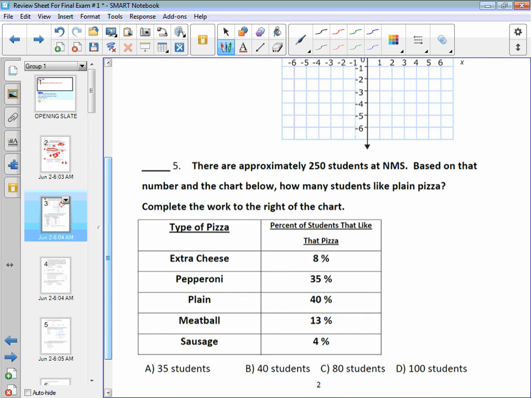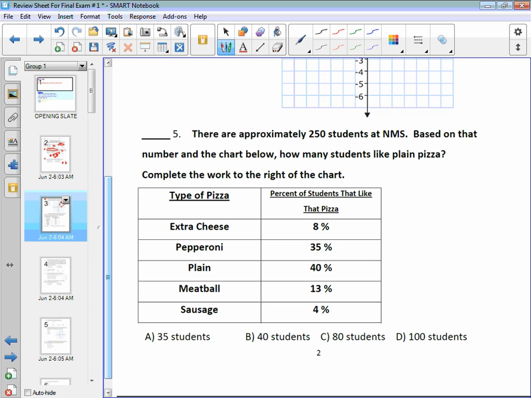Number 5, I'm going to just show it to you. A lot of questions about this yesterday. All right, do you remember back in Mod 1 I told you to underline your VIPs? This goes back a long ways. 250 students is an important VIP. Now you got to go to the chart and underline or circle the next VIP, because we are looking at those that chose plain pizza.